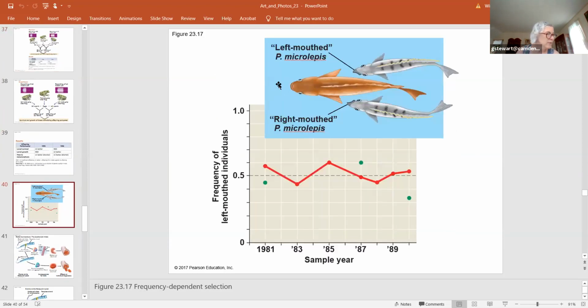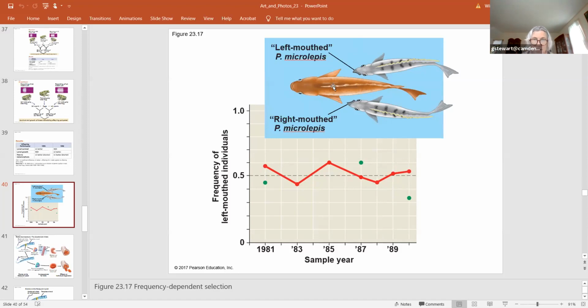This is an example of balancing selection. We used to call it frequency. This is particular to frequency dependent. These are some predators, fish that attack this other fish, and it's called frequency dependent because some of these predators have a curve to their mouth to the left and others to the right. And what we see over time, basically over 1 or 2 years, is we see an oscillation between the left mouth and the right mouth.